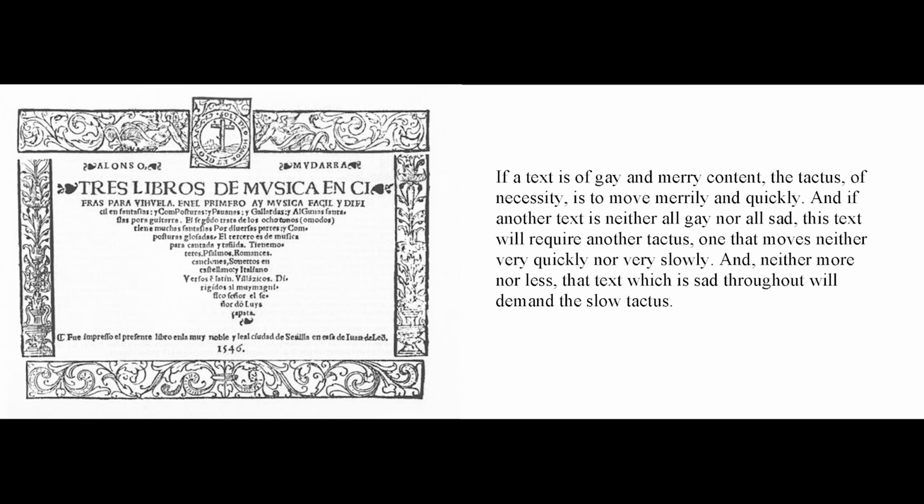We begin, of course, with guidelines and recommendations from primary sources, and of these, quotes from 2 sources that address the overall tempo of a composition based upon its nature, character, or mood. The first, by Alonso de Mudara in his 1546 collection of pieces for the vihuela, which is a guitar-like instrument, entitled Tres Libros de Música, he states, if a text is of gay and merry content, the tactus, of necessity, is to move merrily and quickly. And if another text is neither all gay nor all sad, this text will require another tactus, one that moves neither very quickly nor very slowly, and neither more nor less. That text which is sad throughout will demand the slow tactus.